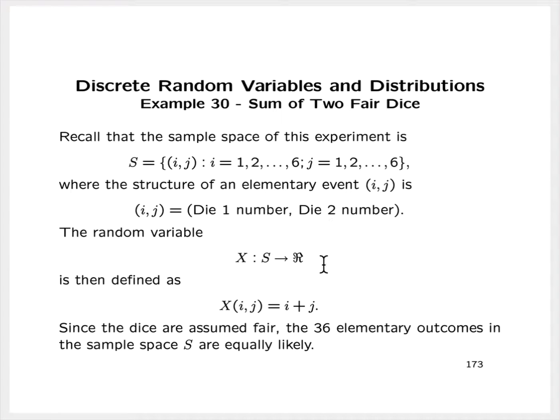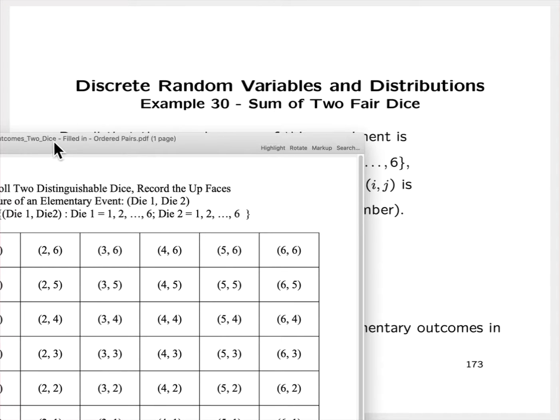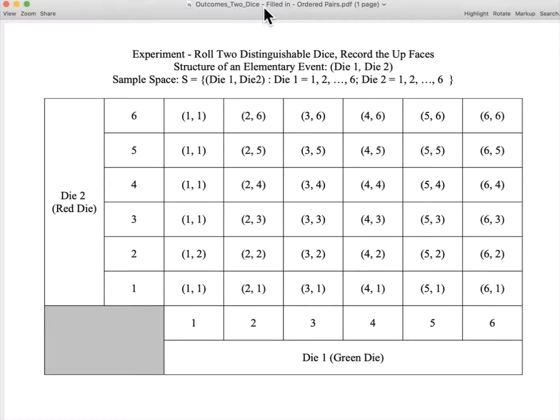Now the random variable X maps the sample space that consists of 36 values. It maps the points in that sample space to the real line in the following way. The random variable evaluated at an ordered pair (i, j) is equal to i plus j. And since the dice are assumed to be fair, the 36 elementary outcomes in the sample space S are equally likely. Now another way to think about this and to represent it is in tabular format.